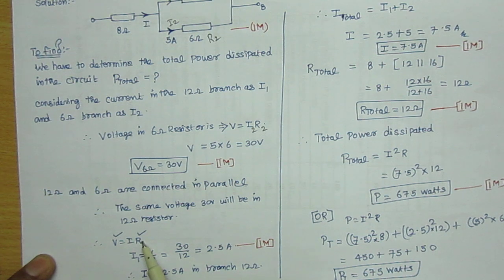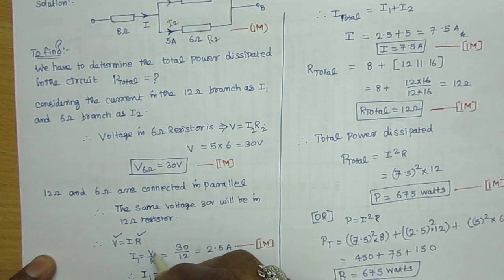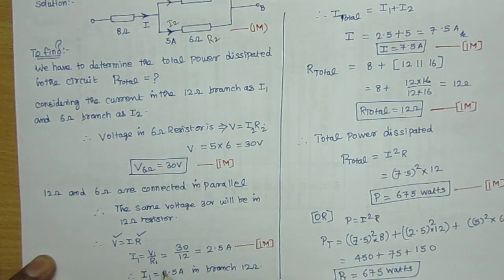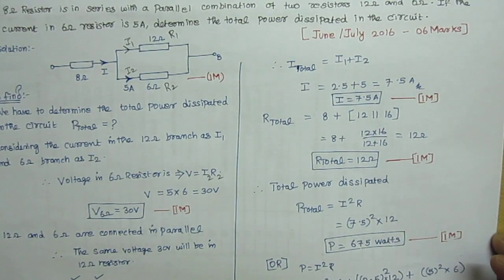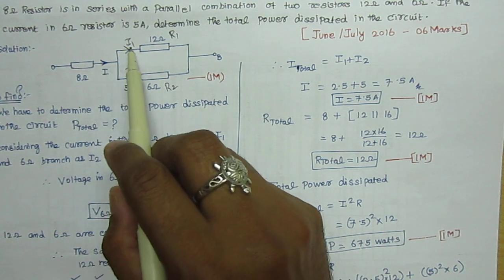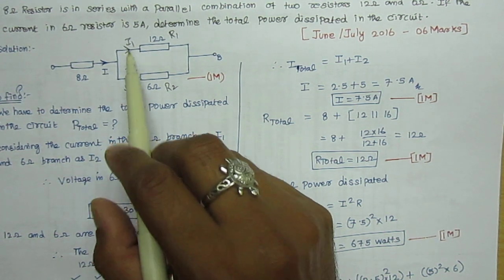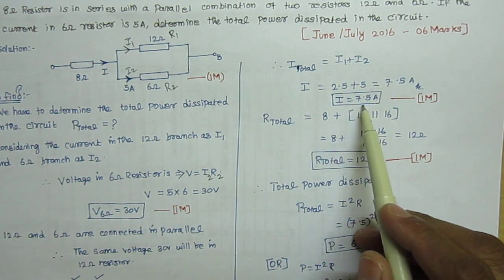So V is equal to IR. According to that formula, we can easily find I is equal to V by R. That is, I1 is equal to V1 by R1. V1 we already know is 30, and R1 is 12, so we'll get 2.5 amps. So I1 is equal to 2.5 amps in the 12 ohm branch. Next, the total current is I1 plus I2, because I is entering and I1 and I2 are outgoing. So I is equal to I1 plus I2; if you add this, you'll get 7.5 amps.